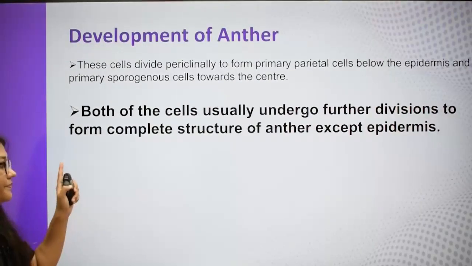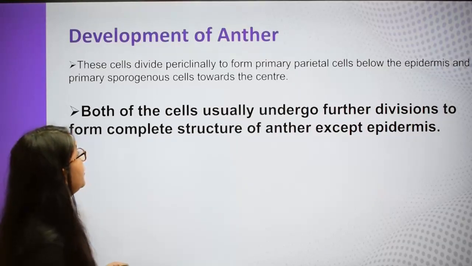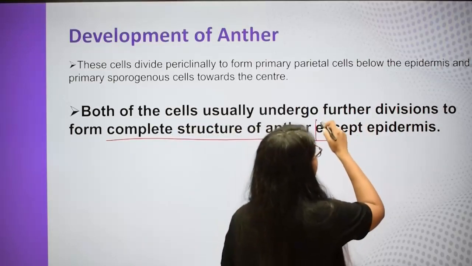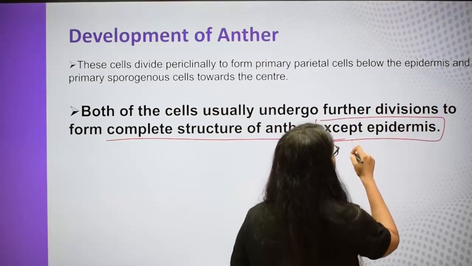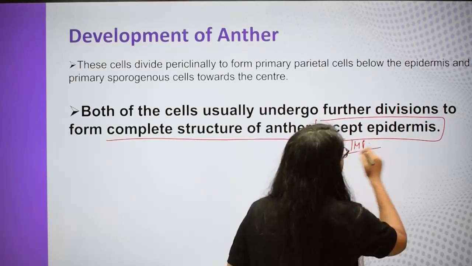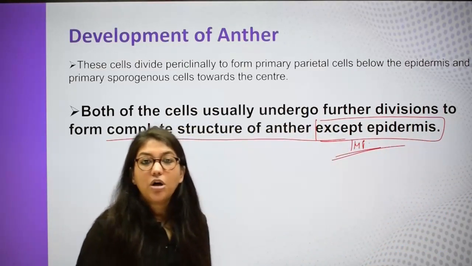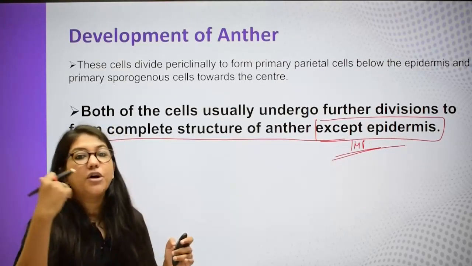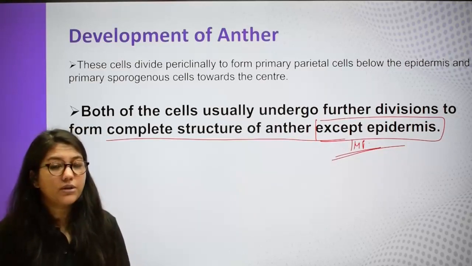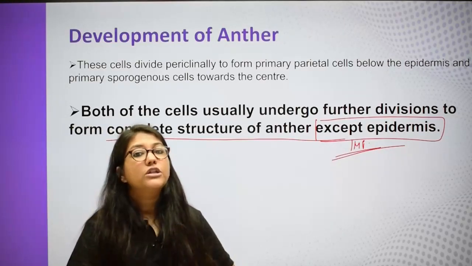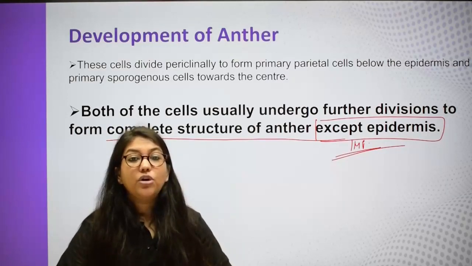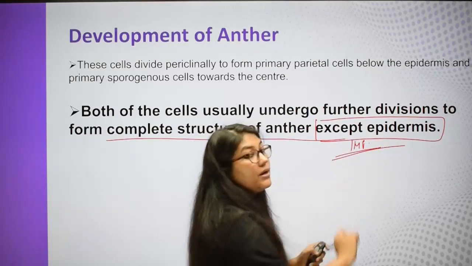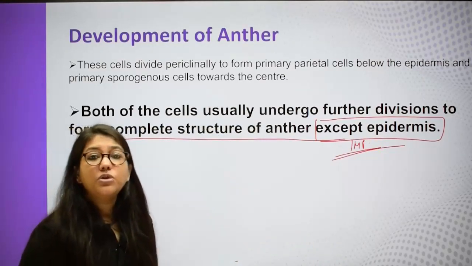Now moving further, both of the cells usually undergo further divisions to form the complete structure of the anther except epidermis. This is a very important point. Except epidermis, we saw what has happened. We got a prominent cell in the four corners, and in it division happened. We got a primary parietal cell and primary sporogenous cell, right? Now what is going to happen? Further cell divisions are going to happen. They are going to form all the structures of the anther except epidermis, because epidermis was already present, right?